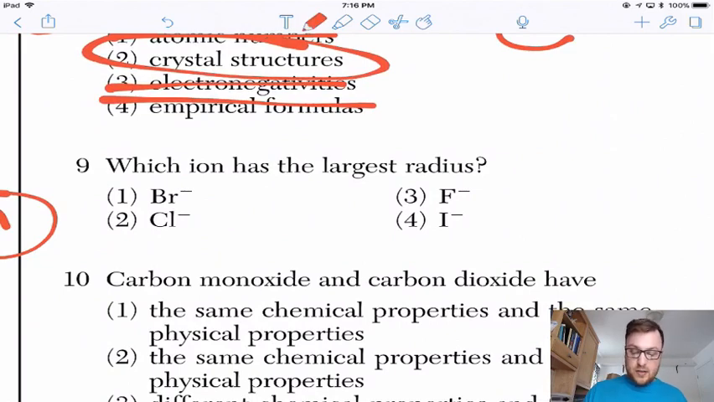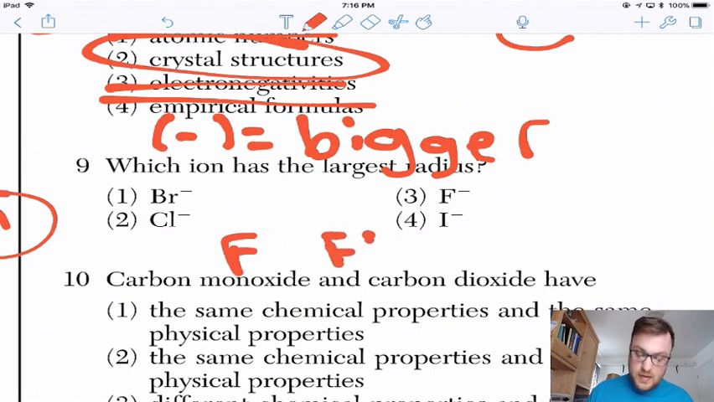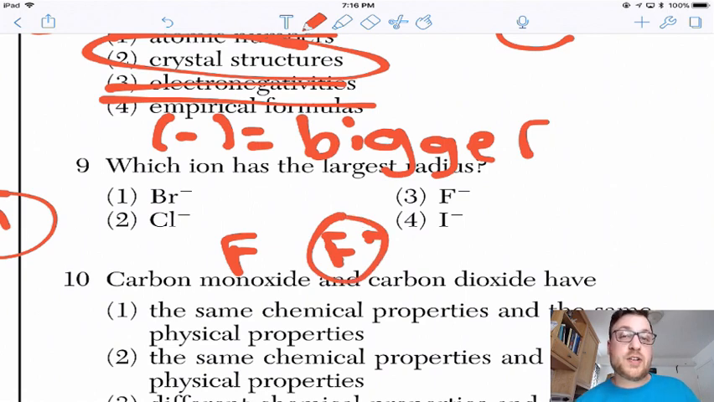Which ion has the largest radius? So the fact that it's an ion here isn't going to end up making a difference because since they're all negatively charged ions, they're all going to get bigger compared to their atoms. So if the question had you comparing atoms and ions, let's say F versus F minus, then F minus would end up being bigger than F because negatively charged ions gain electrons and they wind up getting bigger.